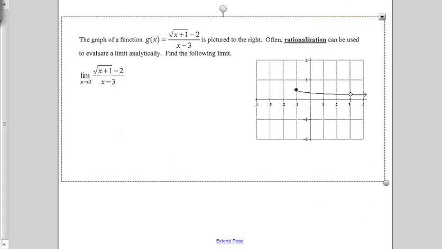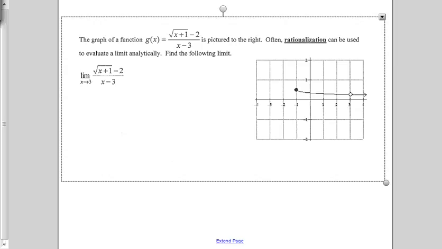Okay, so now we have a graph g of x, which is square root of x plus 1 minus 2, all over x minus 3. And they show the picture of the graph. And now what we want to do is just talk about rationalization, and this can be used to evaluate a limit analytically. So find the following limit: the limit of g of x as x approaches 3. Well, if I just do direct substitution and I put in 3, it's going to be 3 minus 3 over 0, which will be undefined.